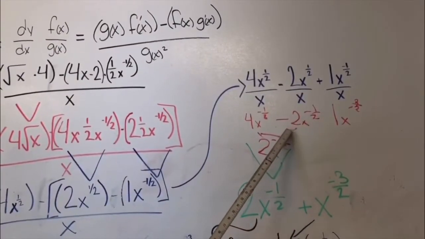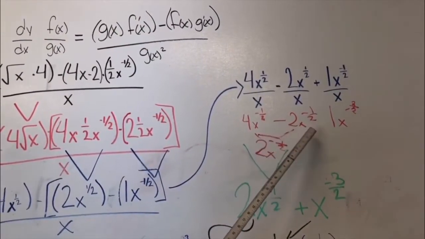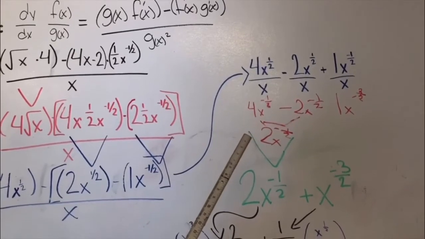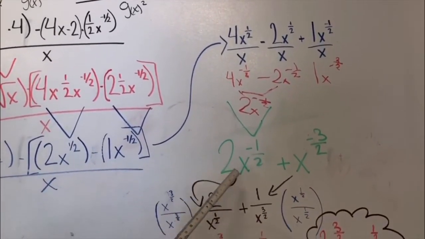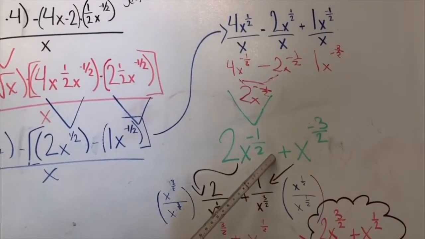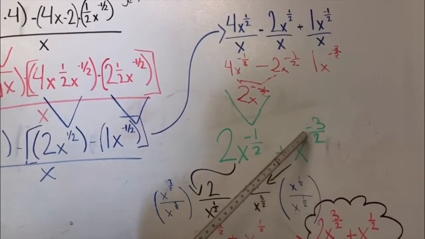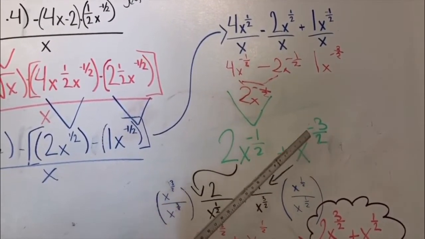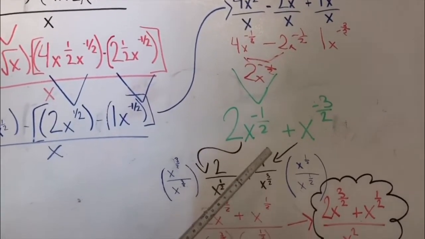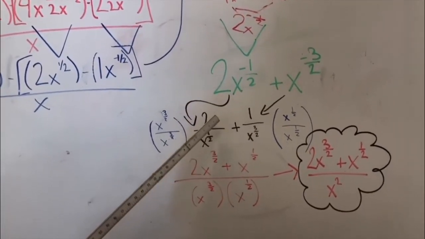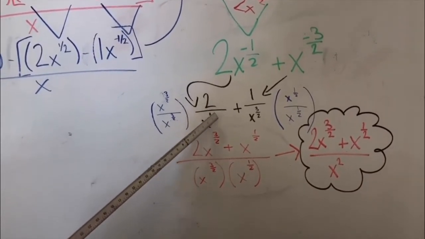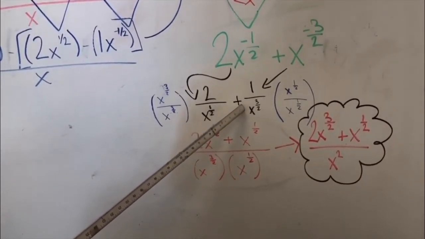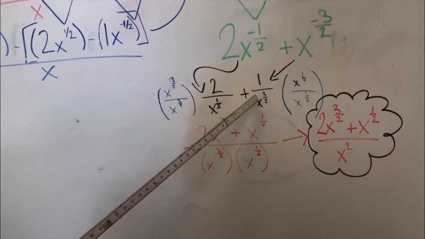And then we combine these 2 because they're to the same power. And we just brought this one right down. So in doing this, we have 2x to the negative 1/2 power plus x to the negative 3/2 power. So we rewrote this by bringing the x back down to the bottom. So we'll have 2 over x to the 1/2 plus 1 over x to the 3/2.